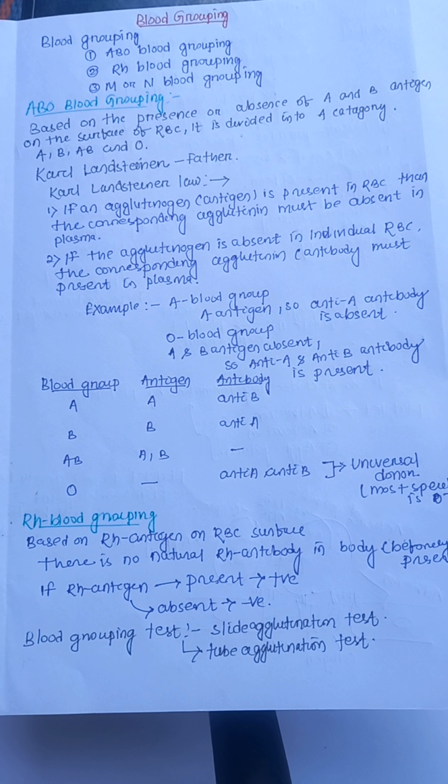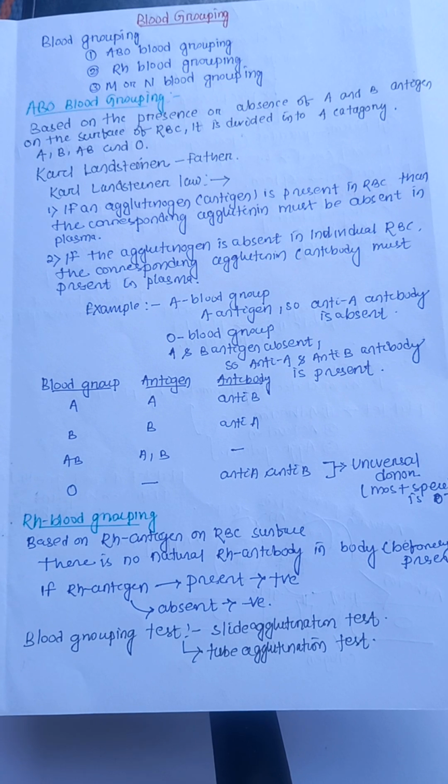There are many types of blood grouping. What are they? I forgot about this. Okay, so let's see ABO blood grouping.